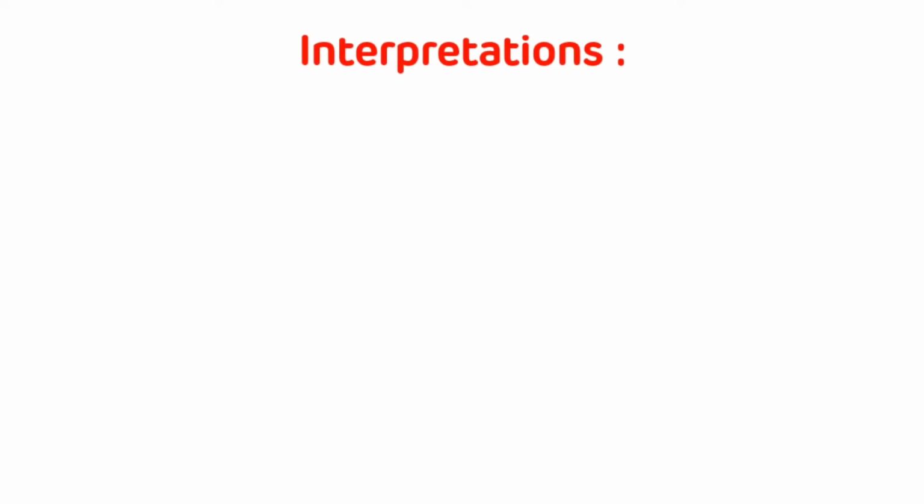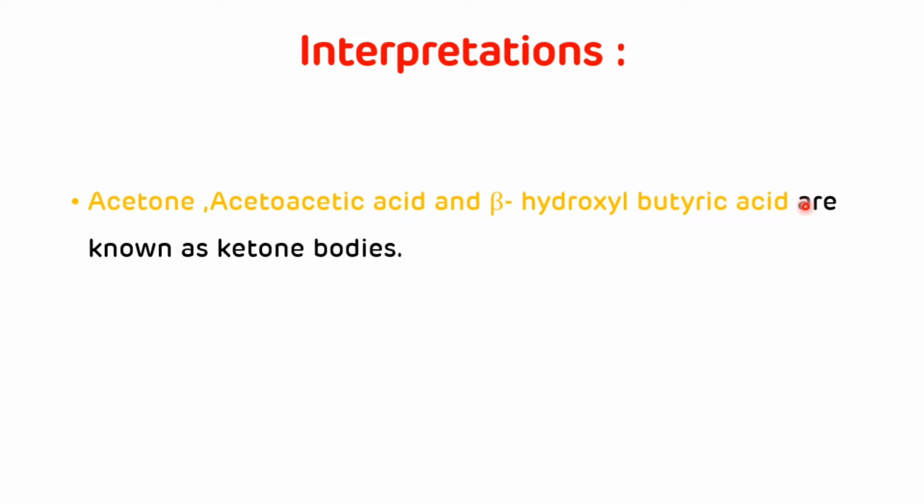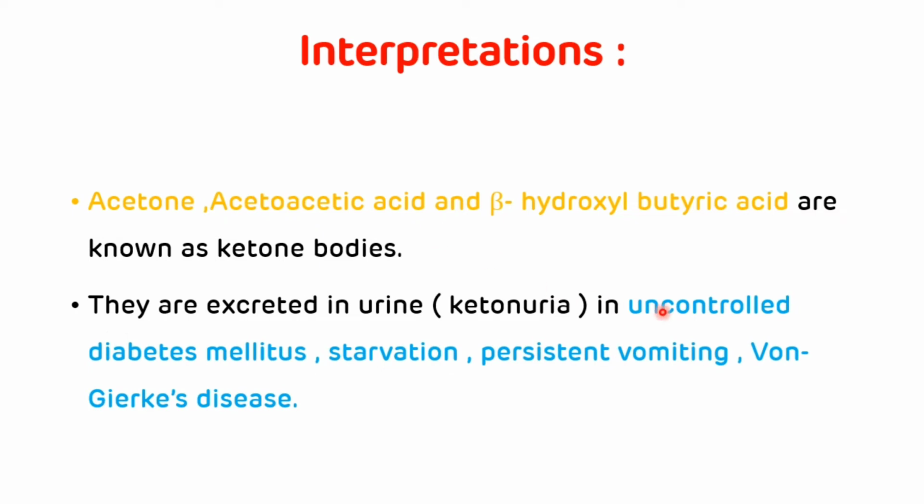Now, interpretation of Rothera's test. Acetone, acetoacetic acid, and beta-hydroxybutyric acid are known as the ketone bodies, and Rothera's test is done for the detection of acetone and acetoacetic acid. It will be positive in uncontrolled diabetes mellitus, starvation, persistent vomiting, and von Gierke's disease. So in all these conditions, there will be ketonuria, that is excretion of ketone bodies in the urine. So that is regarding interpretation of Rothera's test.